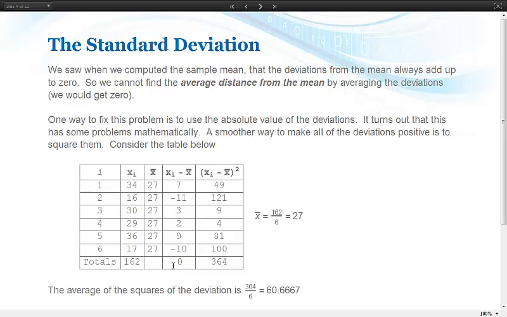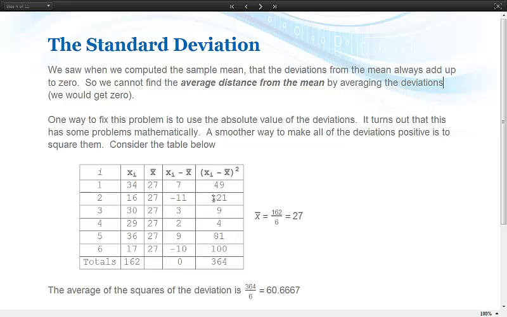And if I add up these deviations, and you should do that, you'll see that you get exactly 0, as you always do when you add up the deviations from the sample mean. But now to make them all positive numbers, I square them all. This is a nice smooth mathematical operation. 7 squared is 49.